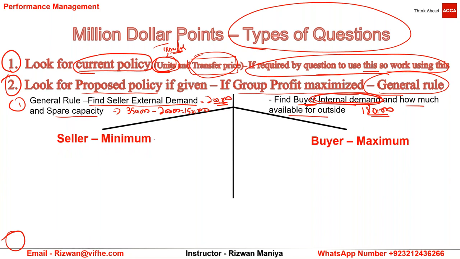You have seen a lot of questions asking you to determine minimum transfer price and maximum transfer price. Through this general rule, we will not just find the transfer prices, but we'll find two things: the units to transfer and the transfer price both. As mentioned in the current policy, through the general rule we'll find the best optimum units to transfer and the price of that as well.